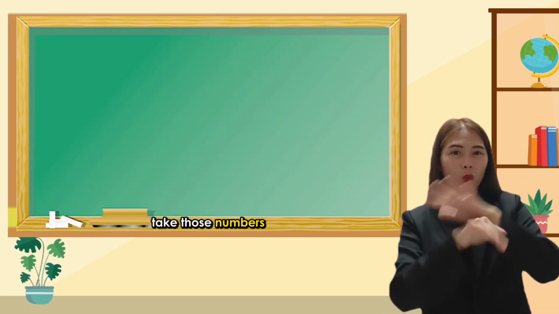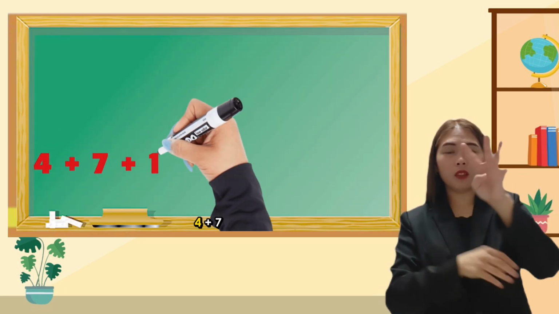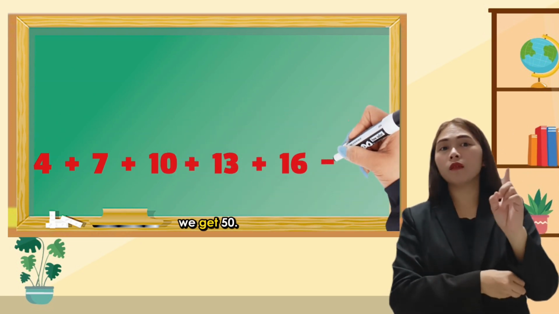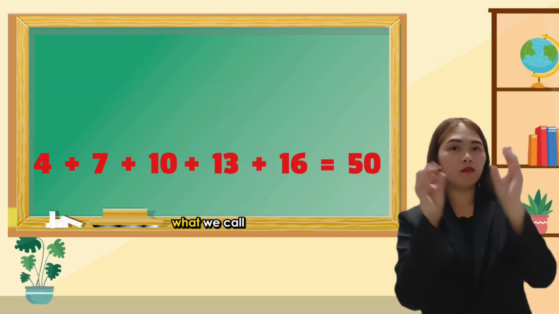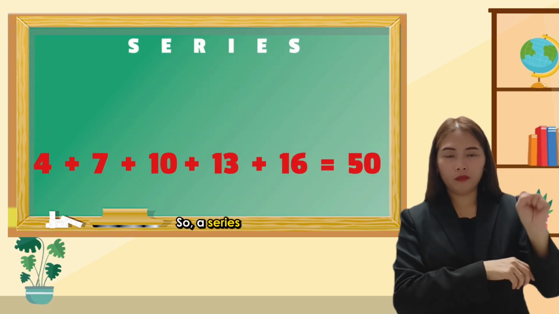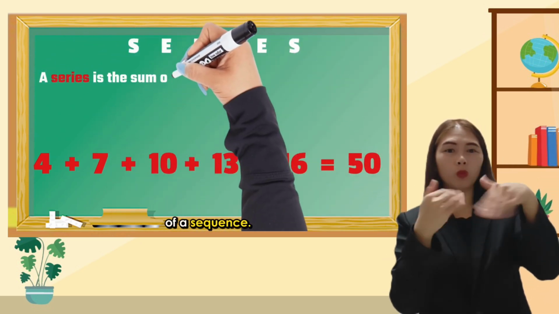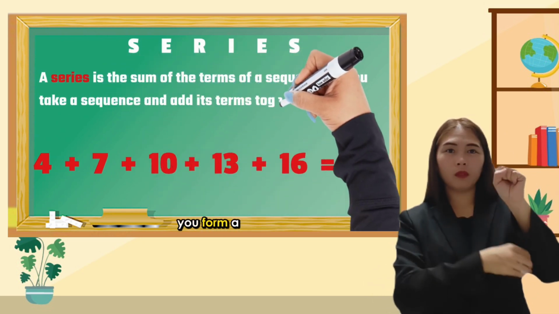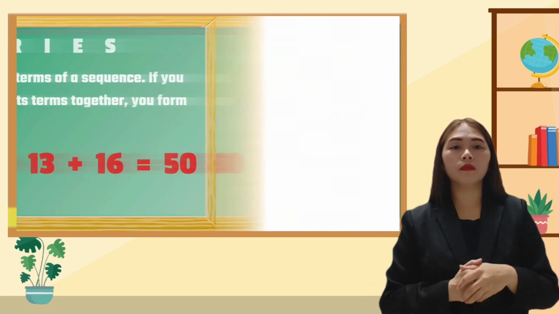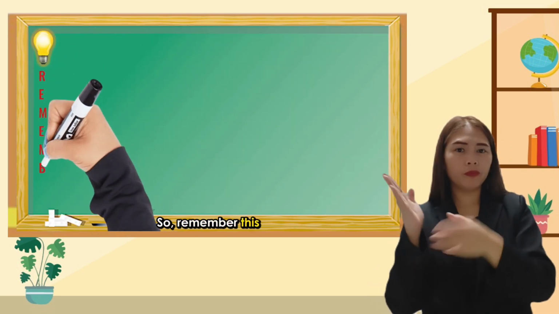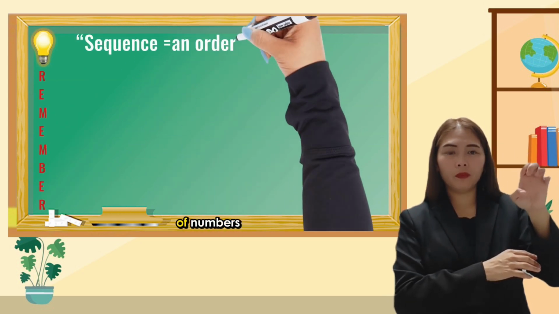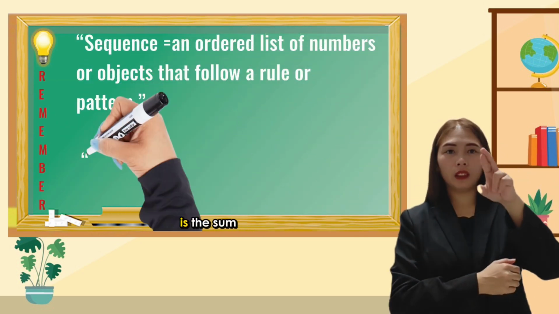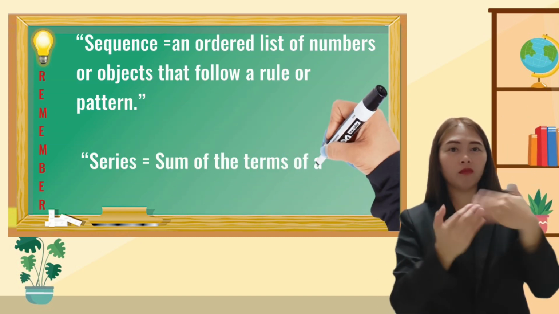Now, if we take those numbers and add them together, 4 plus 7 plus 10 plus 13 plus 16, we get 50. That sum is what we call a series. So a series is a sum of the terms of a sequence. If you take a sequence and add its terms together, you form a series. So remember this. A sequence is an ordered list of numbers or objects that follow a rule or pattern, while a series is the sum of the terms of a sequence.